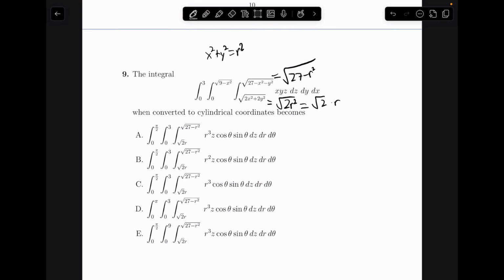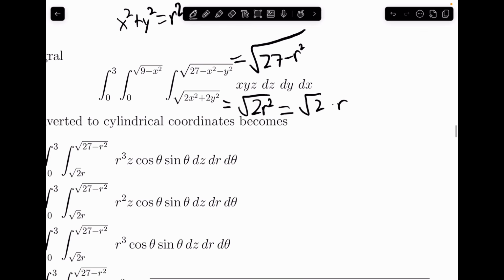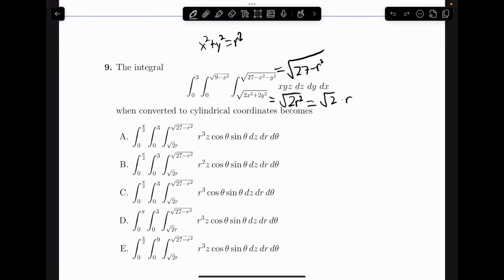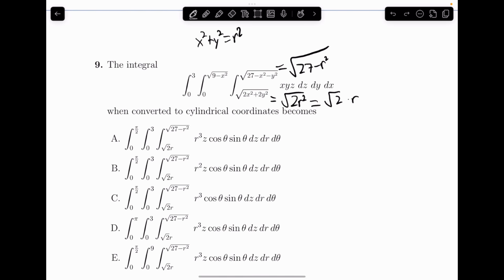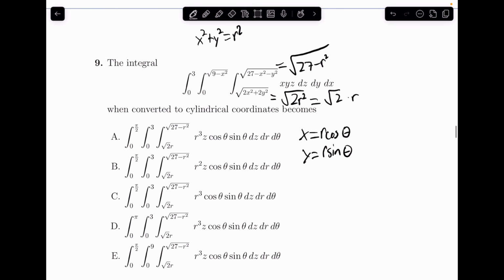And we need to actually convert the xyz inside the integral, because if you remember, in cylindrical coordinates, we keep the z, but we change x to r cos theta, and y to r sine theta. So when we multiply those out, xyz goes to r squared sine theta cos theta.